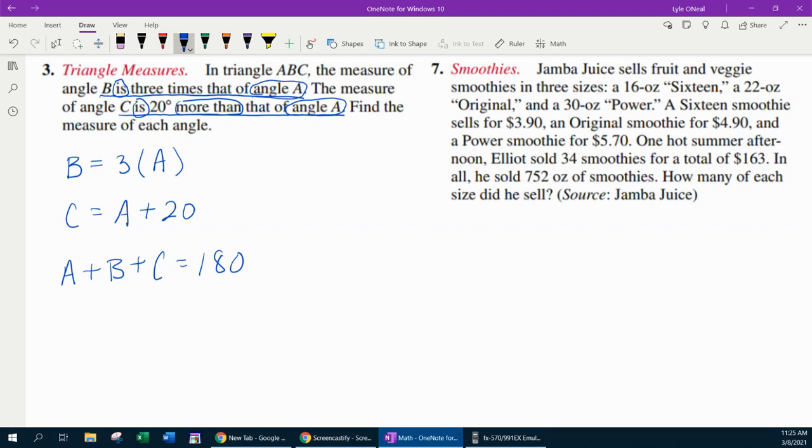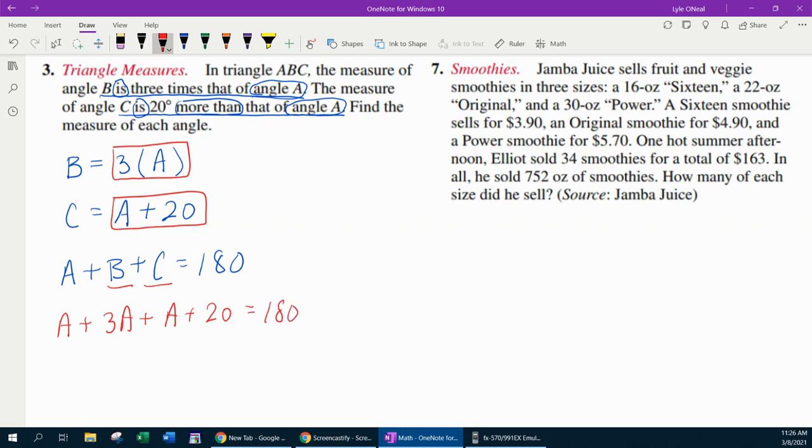And then if you wanted to solve this, I'll go ahead and give you the next step. If you're going to solve manually, what I would do is I would use substitution. Since you have B in terms of A and C in terms of A, then you can substitute for B and C and get an equation in terms of A. So that would be A plus 3A plus A plus 20 equals 180. And then just to finish that off, okay, fine, I'm going to go ahead and finish it off manually.